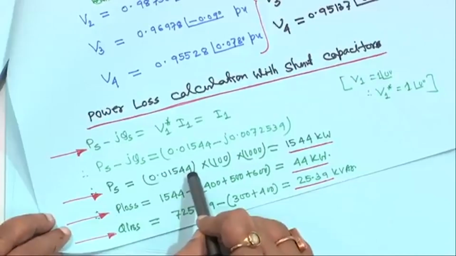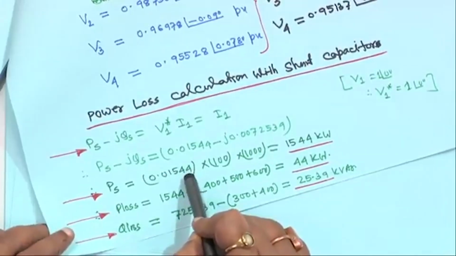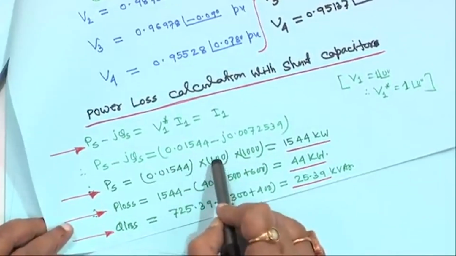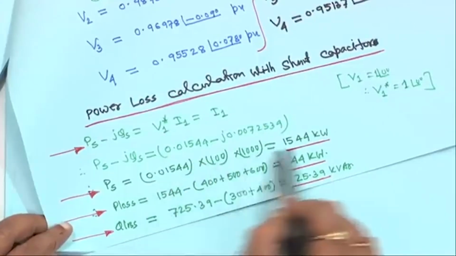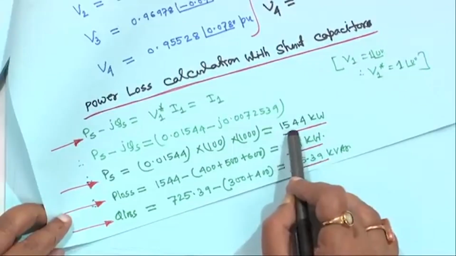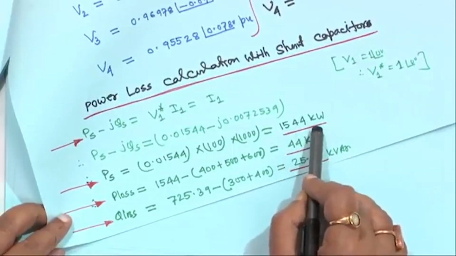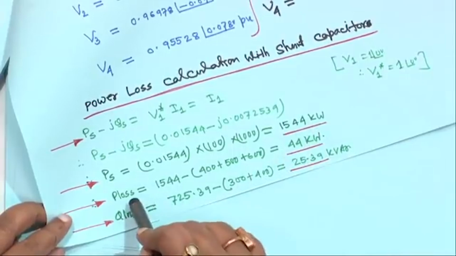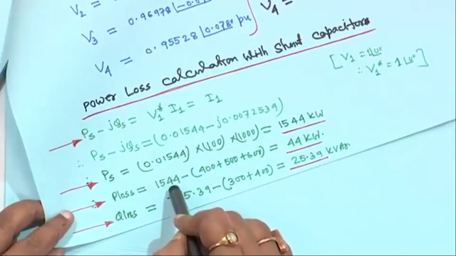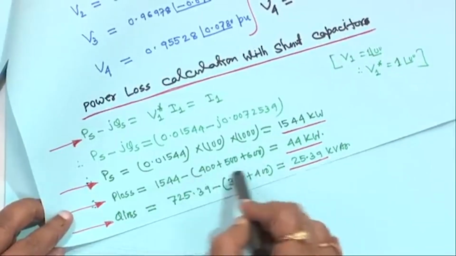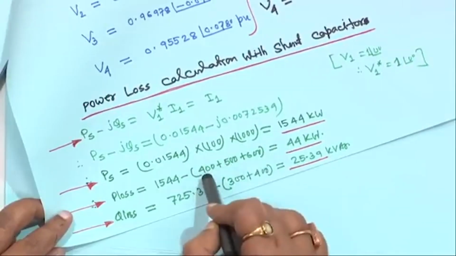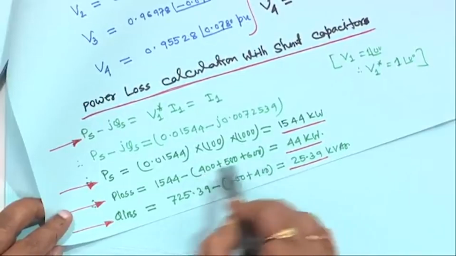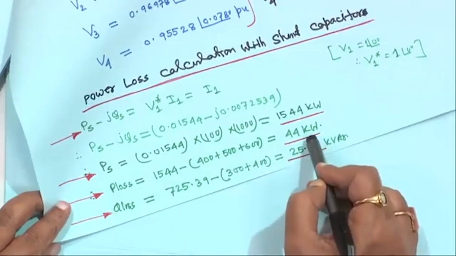So, 0.01544 is in per unit megawatt. So, multiply by base MVA 100, then by 1000, so it is coming 1544 kilowatt. Therefore, P loss will be the power injected at the substation minus the sum of all the loads: 400 kilowatt plus 500 kilowatt plus 600 kilowatt, these are node 2, node 3, node 4. So, ultimately the loss is coming 44 kilowatt.